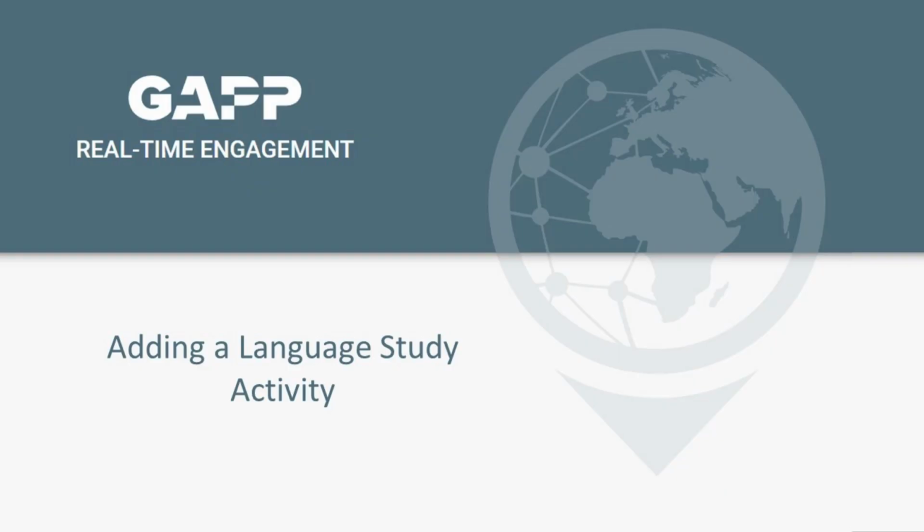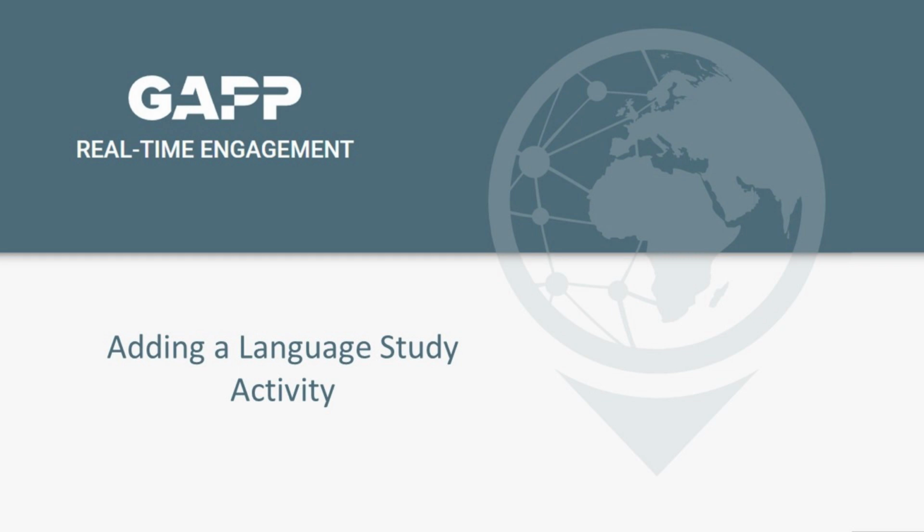Adding a language study activity. An activity in GAPP is a record of your faithfulness to the Great Commission and the fruit of your labor. By adding activities in GAPP, you are better able to increase your vision of God's work, inform your prayers about God's work, improve your preparation for God's work, and invite others to participate in God's work.